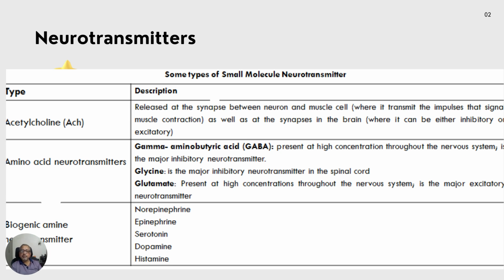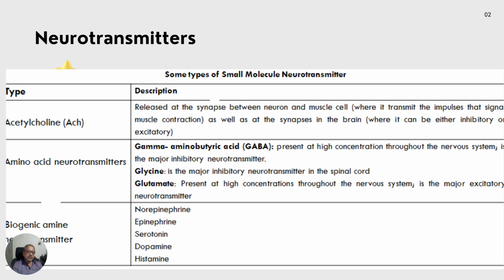Now there are some important neurotransmitters like acetylcholine, which is released between the neurons and the muscle cells. Acetylcholine helps in the contraction of the muscle. Moreover, acetylcholine is also released in the synapses of the brain.